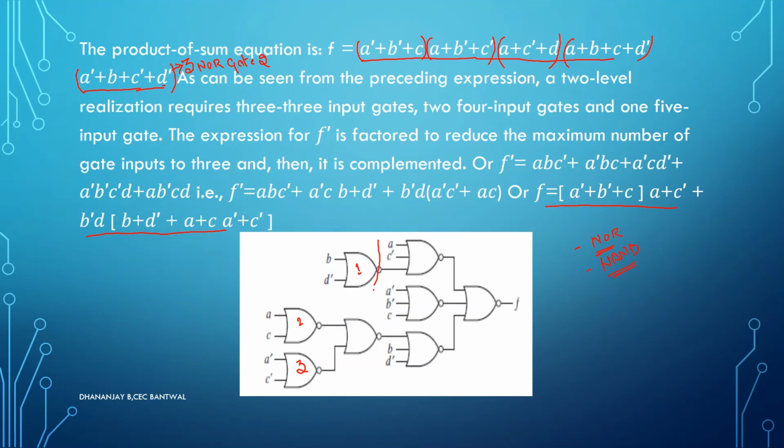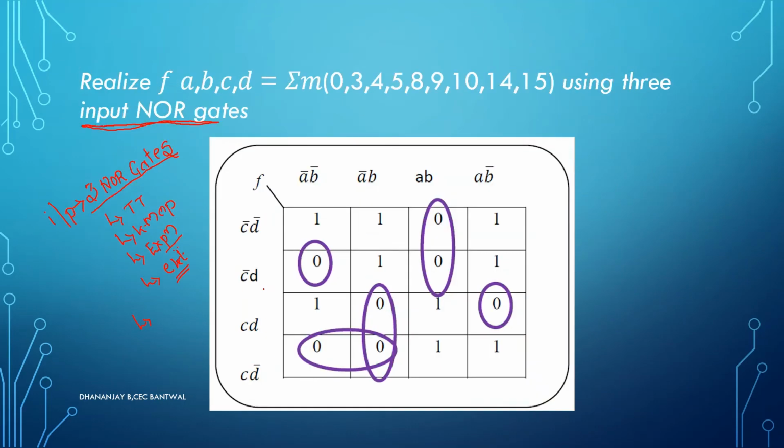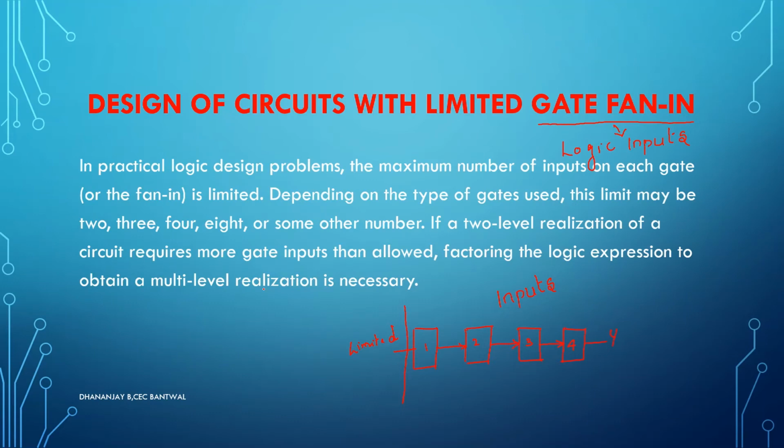So this is your first stage, this is your second stage, this is your third stage, and this is your fourth stage, which means that there is 4 level of realization. I don't mind whatever is the level of realization, but what I mind here is this condition, 1, 2, and 3 input NOR gates. That is what this topic is all about. Design of the circuit with limited gate fan-in. At the input side, they are going to tell you, see, this is what I need at the input side, and these are the gates what I need at the input side. So that is what this topic is all about.